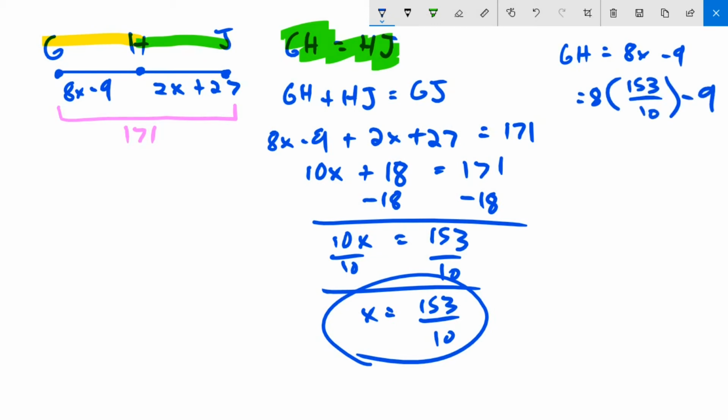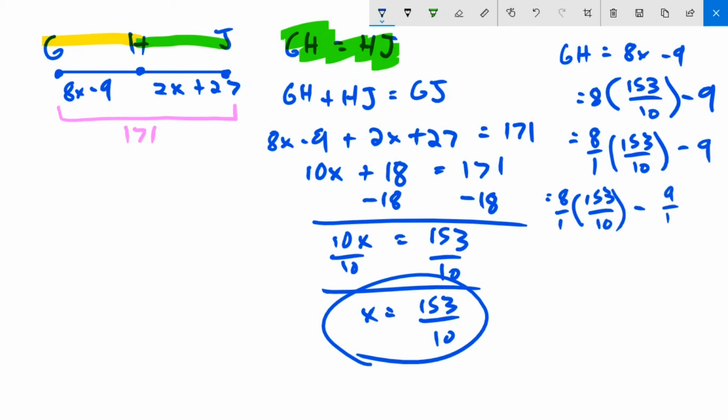Some of you might be struggling with how we set this up in fraction form. How do we even multiply this? Well, what's a fraction form of 8? 8 over 1 times 153 over 10 minus 9. Now, how would we set 9 up into a fraction form? Well, you just stick it over 1. Right, okay, so let's put 8 over 1, 153 over 10, minus 9 over 1. But let's multiply this fraction first.